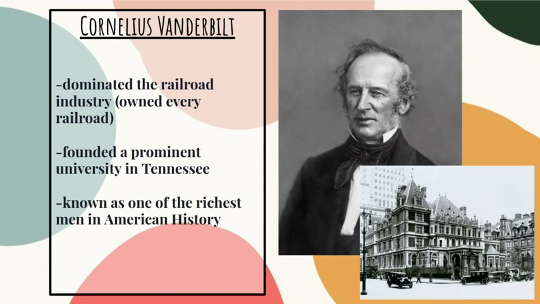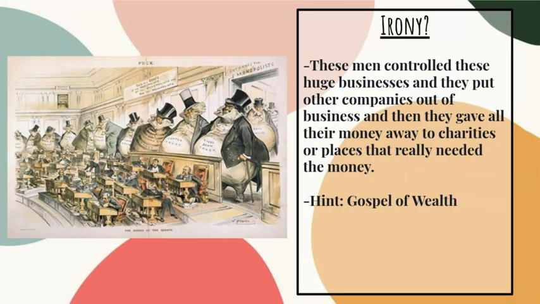Let's talk about Cornelius Vanderbilt. He dominated the railroad industry, owned every single railroad. Of course, this was before J.P. Morgan, who bought out people from steel to oil to the railroads. He founded a prominent university in Tennessee, and is known as one of the richest men in American history. The irony in this is these men controlled these huge businesses, and they put other companies out of business, and they gave all their money away to charities or places that really needed the money.